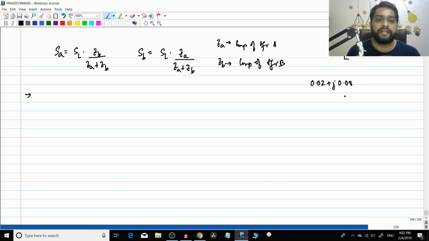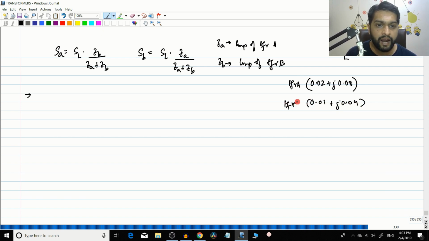Something like this. They give a value like this, usually based on the transformer's own base kVA. In per unit values, you know that the base kVA is very important. So for example, in transformer A it's given this value, and in transformer B it's given this value. Unless mentioned specifically, this value is calculated using the base values of transformer A, and this value is calculated using the base values of transformer B.